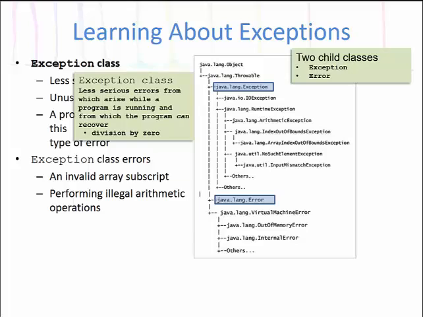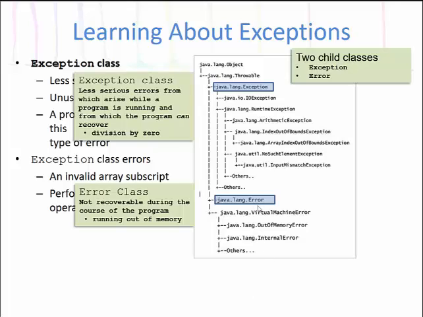On the other side of the coin is the Error class. Error classes usually are things like the system running out of memory, or things that we can't really recover from in the midst of the program. So if we're lucky, we can catch it and throw up some kind of message to our user, but we really can't recover. We're not going to be able to fix it in the process of the code running.